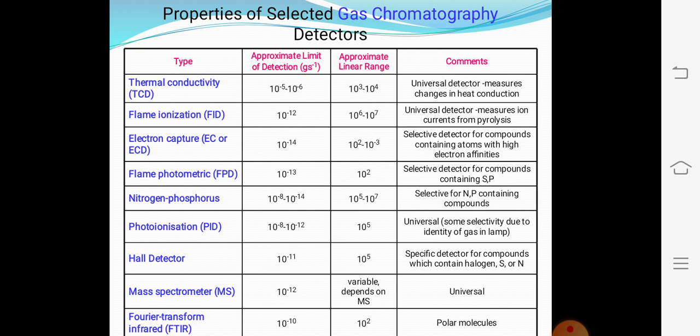The next point is the properties of selected gas chromatography detectors. Which detectors can be used in gas chromatography? First, the thermal conductivity detector. Second is the flame ionization detector. Third is the electron capture detector. Fourth, flame photometric detector. Fifth, nitrogen phosphorus detector. Sixth, photoionization detector. Seventh, Hall detector. Eighth, mass spectrometer. And last is the Fourier transform infrared.